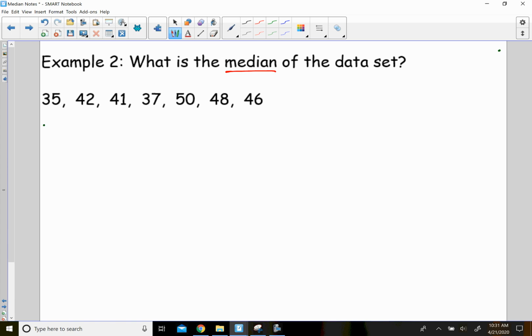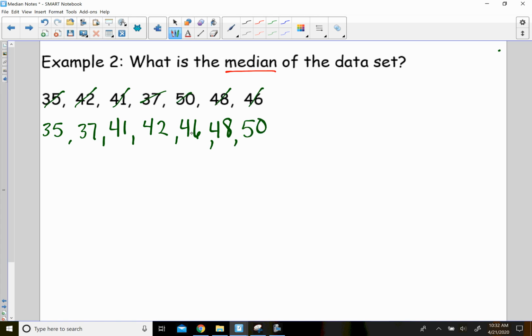Looks like 35 is my smallest number, followed by 37. And again, notice how I'm crossing them off as I'm rewriting them, and I'm kind of trying to line them up so I'm nice and organized and I can see I have all my numbers. After 37 would be 41, and then I see 42 right after that, 46, 48, and then 50. So 1, 2, 3, 4, 5, 6, 7, all my numbers are there.